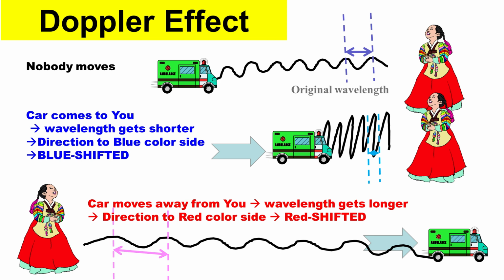The wavelength moves toward the red color side, which has lower frequency, lower energy, lower pitch. The wavelength gets longer in the direction of the red color. We call this redshifted wavelength.